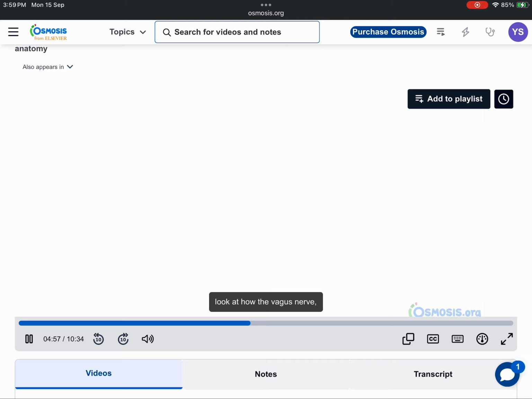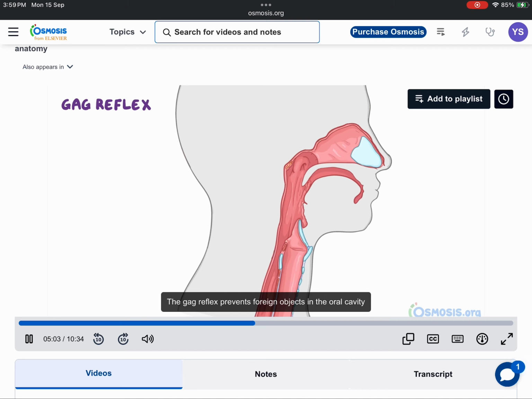Now let's look at how the vagus nerve, along with the glossopharyngeal nerve, participate in the gag reflex. The gag reflex prevents foreign objects in the oral cavity from unintentionally entering the throat and also helps prevent choking.